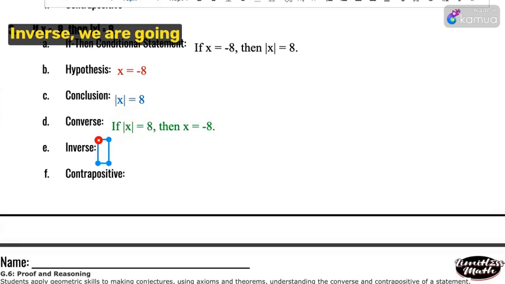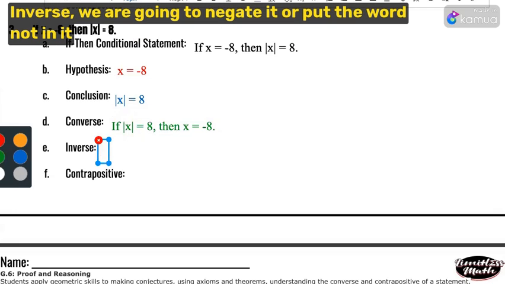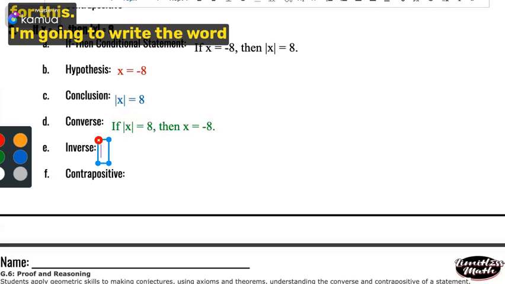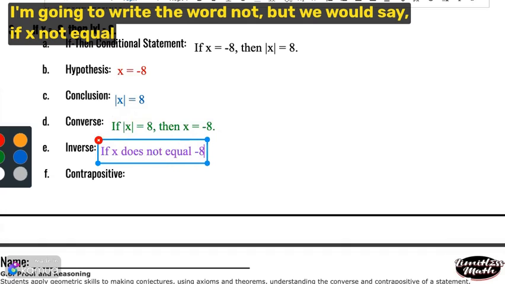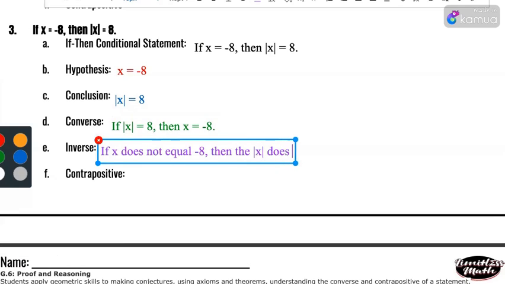Inverse, we are going to negate it or put the word not in it. And you could use mathematical symbols for this. I'm going to write the word not. But we would say if x does not equal -8, then the absolute value of x does not equal 8.